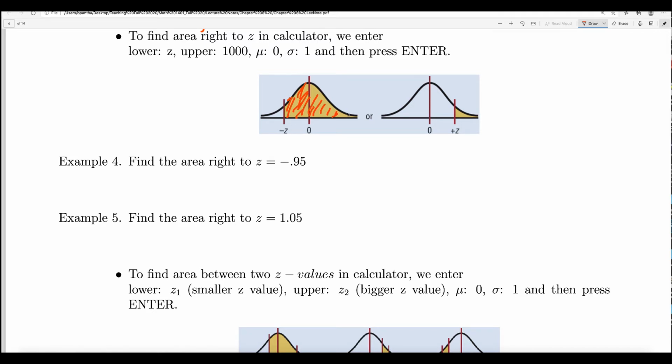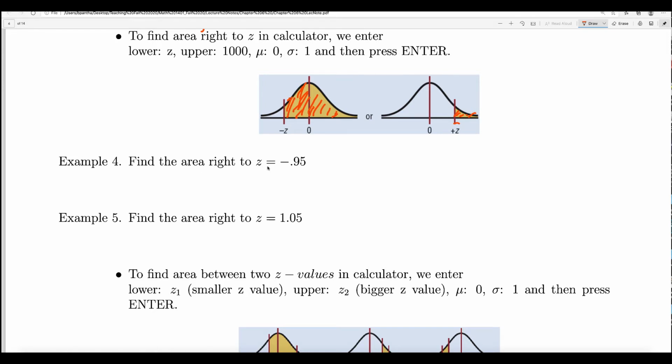Now the right bound will be 10 to the 99 in this case, because it keeps going on the right, so you pick a very big number for the right bound. The left bound is given here. So the left bound is that value, and the right bound will be 10 to the 99 and so on. Okay, let's do example number 4.